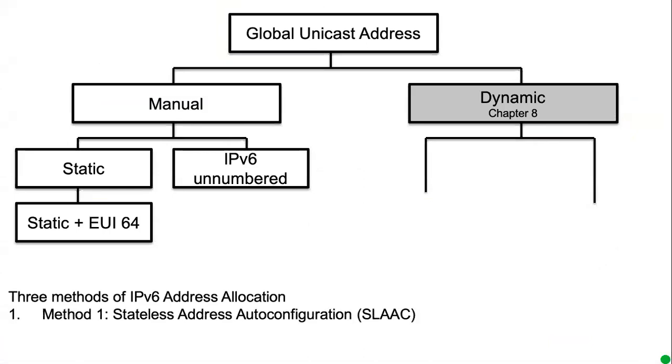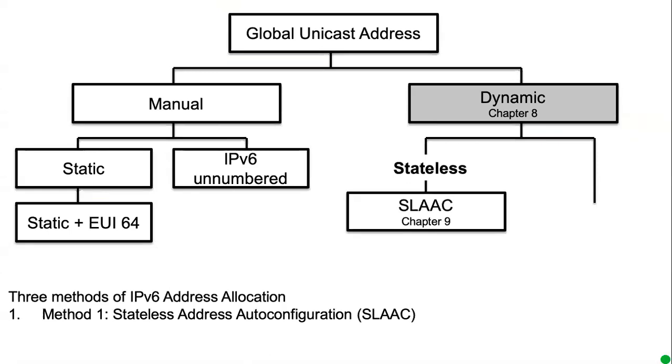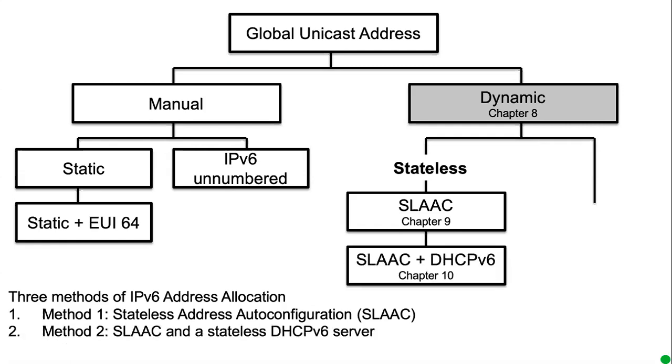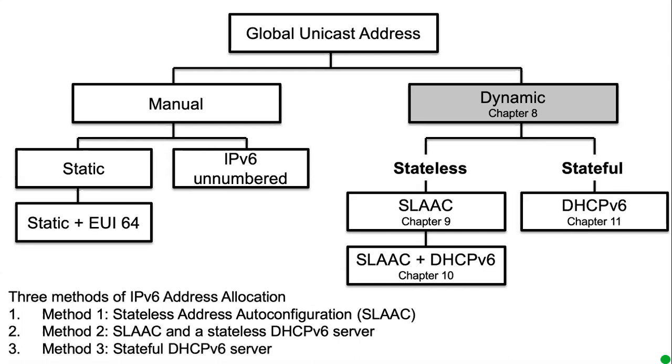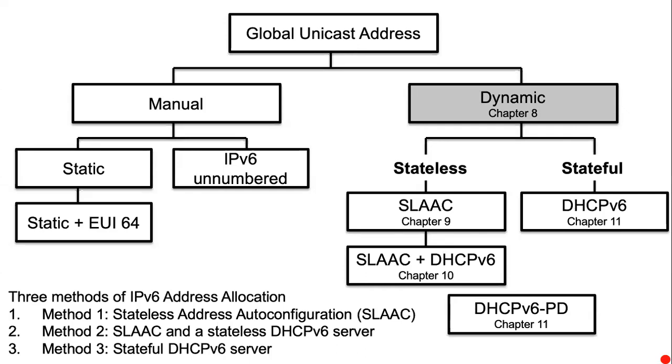Okay, so method 1, stateless address autoconfiguration, we'll take a more detailed look at in chapter 9 when we look at SLAAC. In chapter 10, we'll look at SLAAC and DHCPv6. And in chapter 11, we'll look at stateful DHCPv6. So we're going to look at all of these in much more detail. Chapter 11 also includes DHCPv6 prefix discovery. This is actually really cool. For example, at my home, I use Comcast, and they don't provide me just a single IPv6 address.